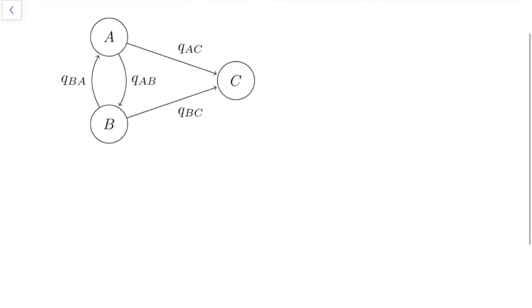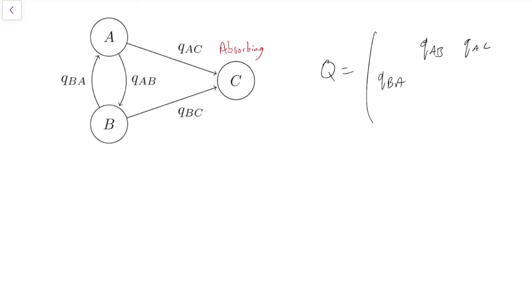This one's a bit different because we've got an absorbing state here. Notice there's no arrows coming out of it. So, what's the generator matrix for this? Well, from A to B, we have QAB, QAC, we have QBA, QBC. Then, from C, we don't go anywhere.